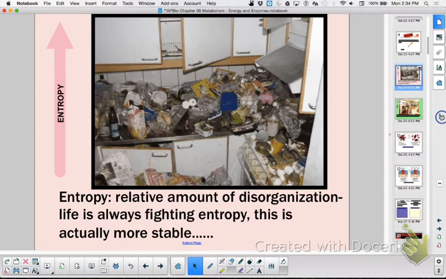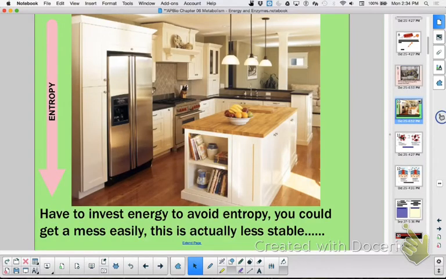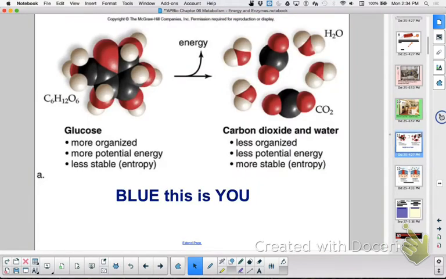The thing about entropy, though, is it's very what? Stable. It's very stable. Does it have very much potential energy? No, not a lot of potential energy. And we said something like this is very clean, but that is not as stable because just one thing can put it out of place. Okay, but let's leave kitchens and let's talk molecules.